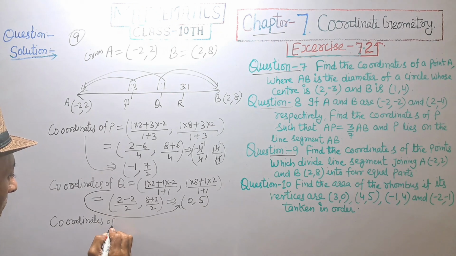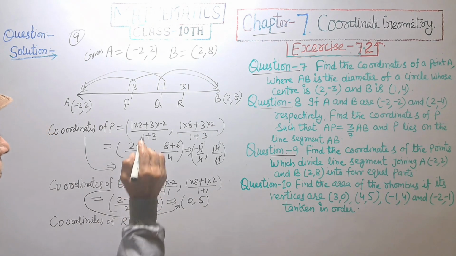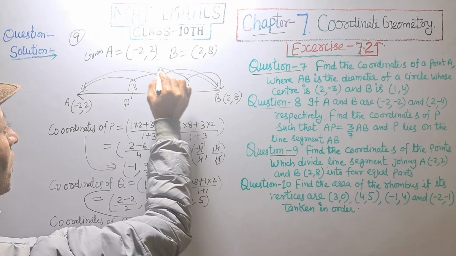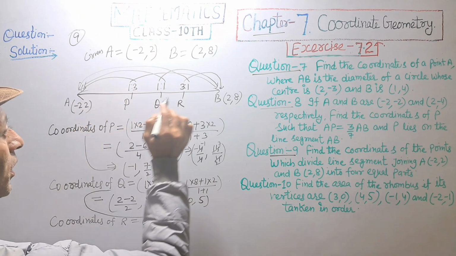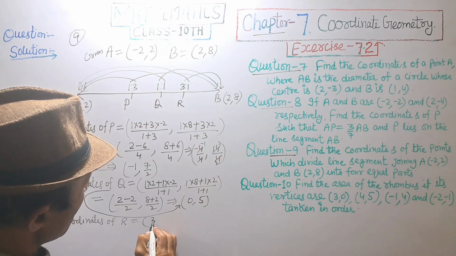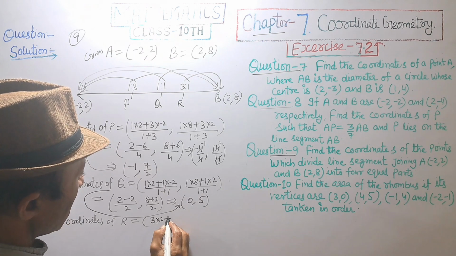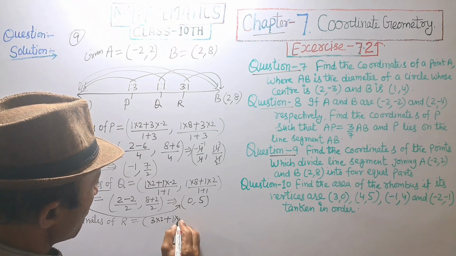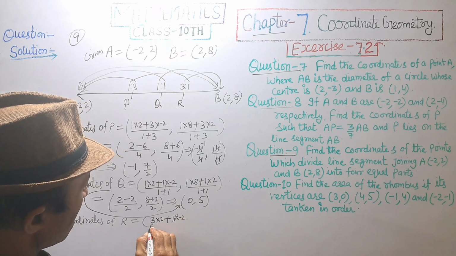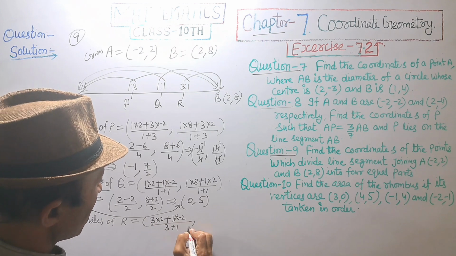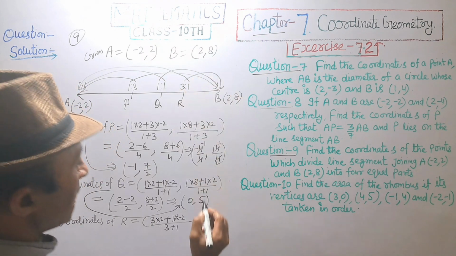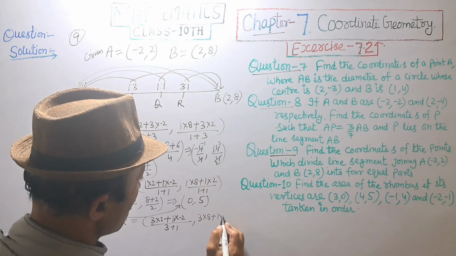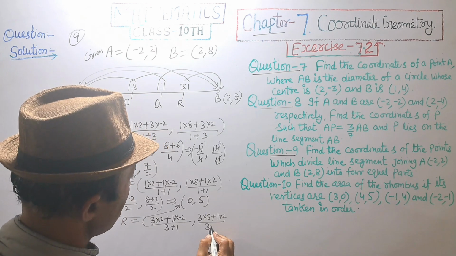Coordinates of R equal (3 multiplied by 2 plus 1 multiplied by -2) divided by (3 plus 1), and (3 multiplied by 8 plus 1 multiplied by 2) divided by (3 plus 1).